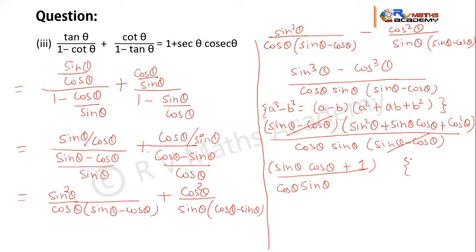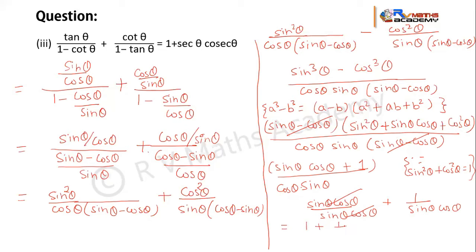Because we know that here sine square theta plus cos square theta is equal to 1. We should know this identity. Now separate them, you will get sine theta cos theta upon sine theta cos theta plus 1 upon sine theta cos theta. Now you will get 1 plus, now this is separated, 1 upon sine theta into 1 upon cos theta. So we will get 1 plus cosec theta into sec theta. So this is nothing but the right hand side.